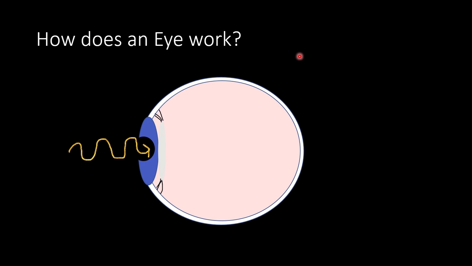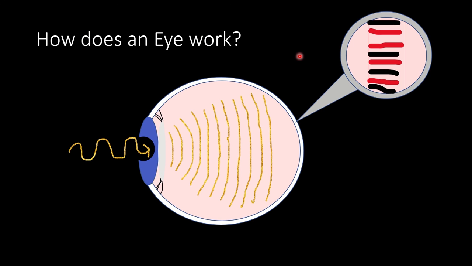Now, as the light passes through the pupil, we get a diffraction pattern. And that diffraction pattern hits the back of the eye, which is known as the retina. The retina has a bunch of little cells in it, consisting of rods and cones. Rods pick up black and white light, while cones pick up colored light.